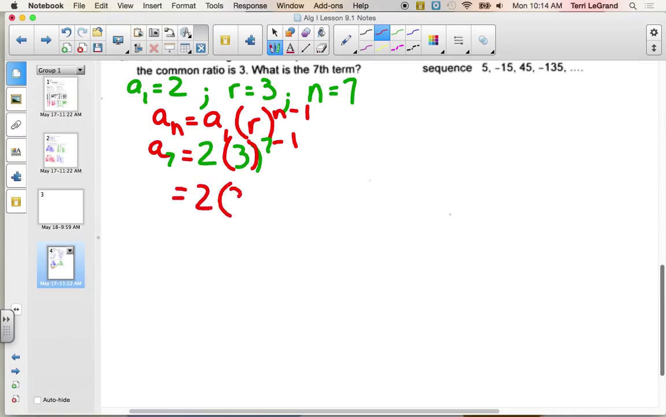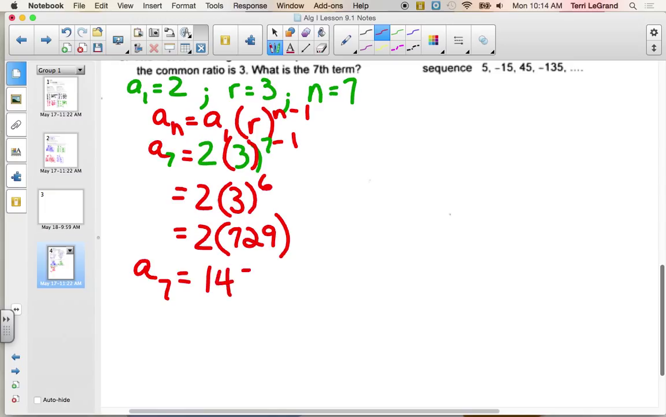So we have 2 times 3 to the 6th power. 2 times, what's 3 to the 6th power? 729. So our 7th term is 1,458. Is that right? Okay.